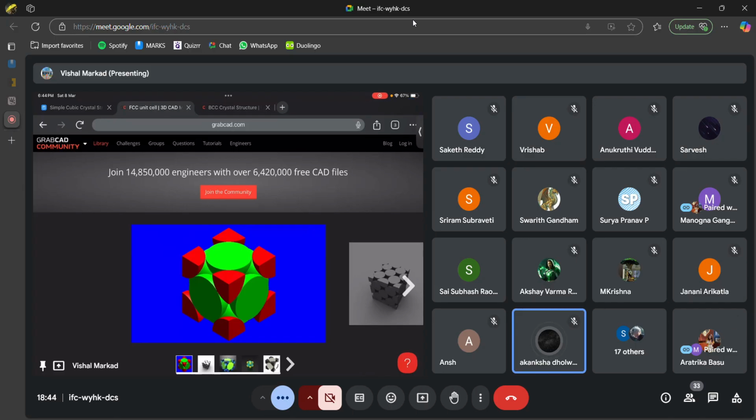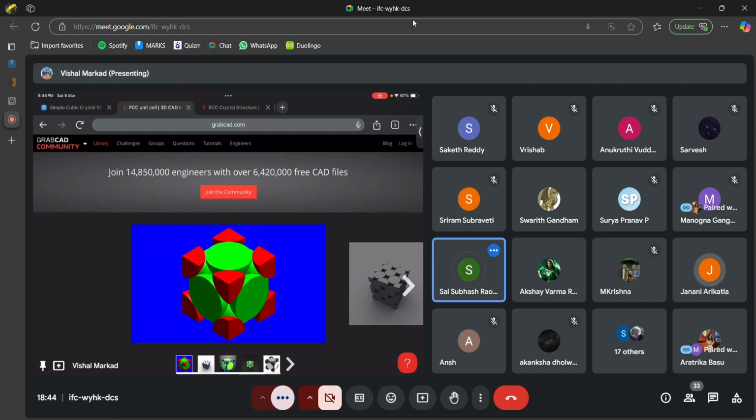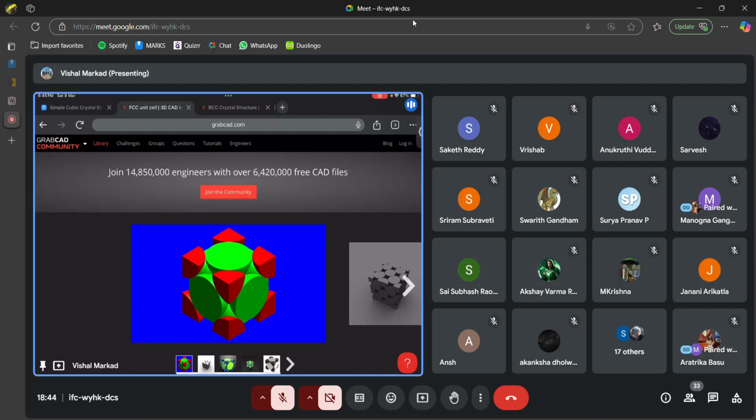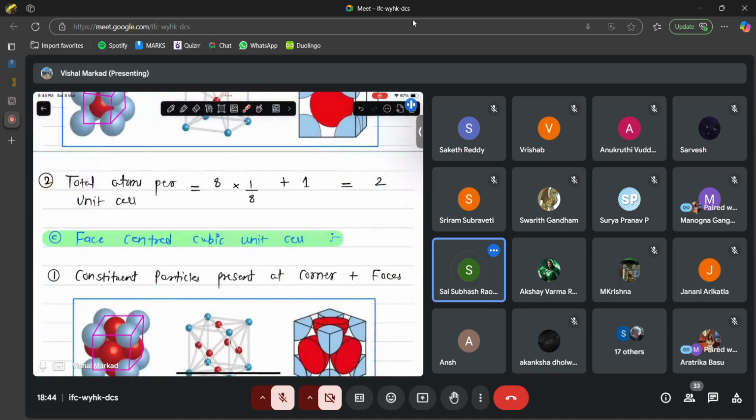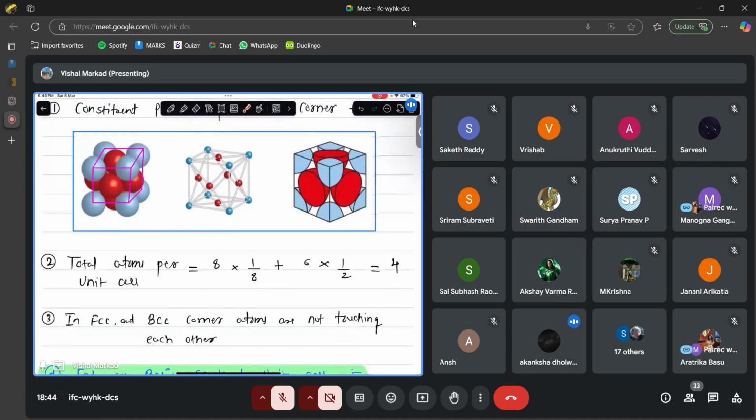Half is there. So for each face, what is the contribution of a sphere? Half. Total how many faces are there? 6 faces. What will the contribution be from the corner? 8 into 1 by 8. Total how many faces? 6. And what is the contribution from each face? 1 by 2. So total how many? 4. 4 are there, right?